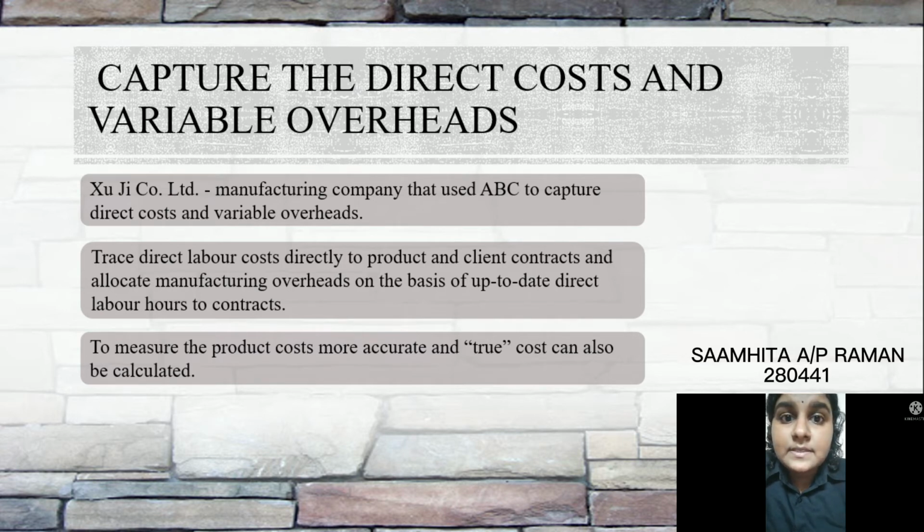manufacturing overheads on the basis of up-to-date labor hours to contracts. The ABC system has successfully induced standardization in their working practices and processes. Before this, the company used the traditional accounting system. The inaccuracy of the traditional costing system seriously impeded the company's ability to compete on pricing.